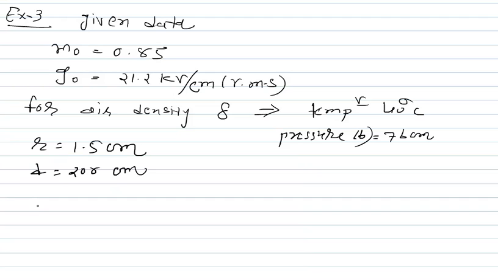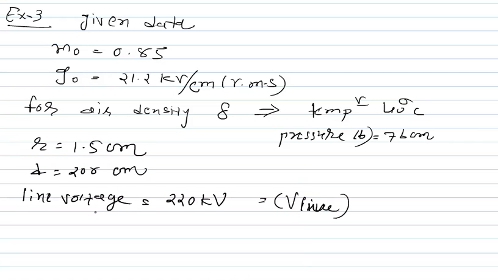Then, and the remaining we will see. And line voltage is 220 kV. So this is the normal voltage, and we will indicate it as V line. Now we need to calculate the power loss, PC, which is the question mark. So these are the data.